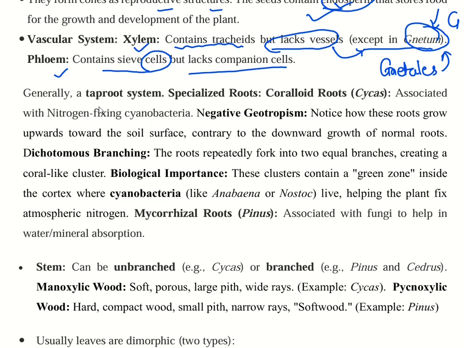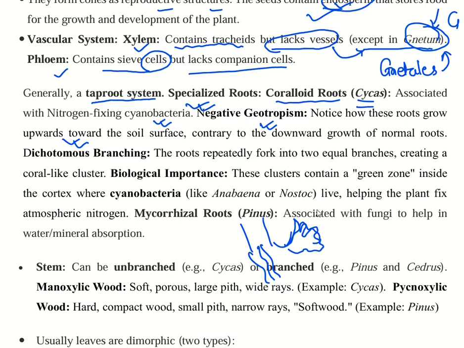And talking about its root system, it is generally taproot. Specialized roots are found, that is, the coralloid roots in the case of cycas, which are associated with nitrogen-fixing cyanobacteria. And the interesting thing is that the coralloid roots are negatively geotropic, which is just opposite to the normal roots, which are positively geotropic. Actually, as roots naturally grow downward, that is positively geotropic. In the case of coralloid roots, there is upward growth towards the soil surface. This is contradictory to the downward growth of normal roots.